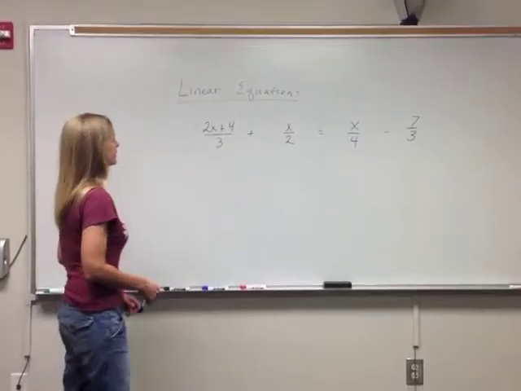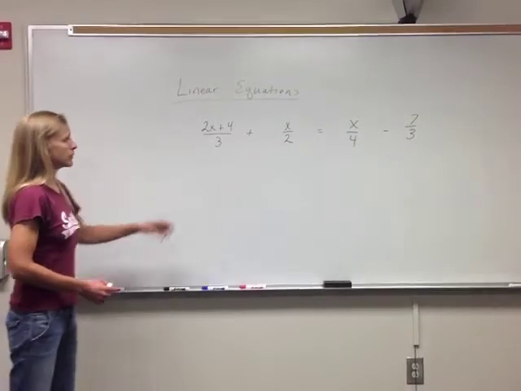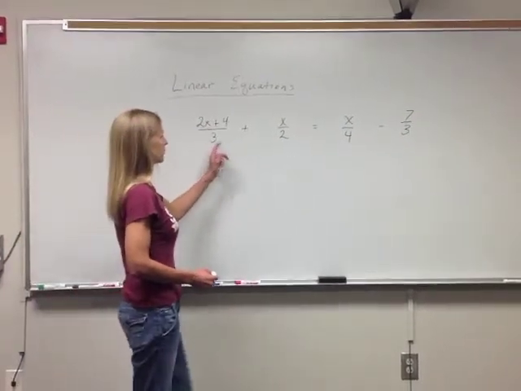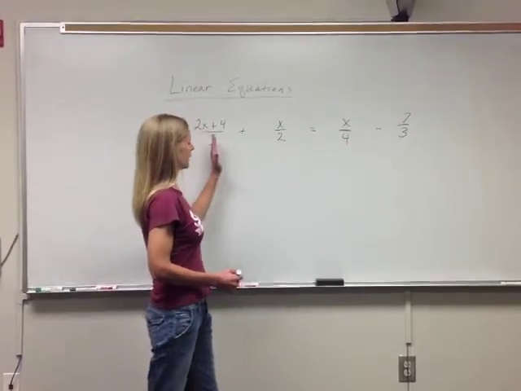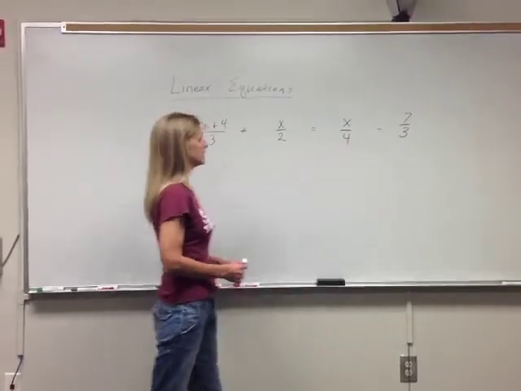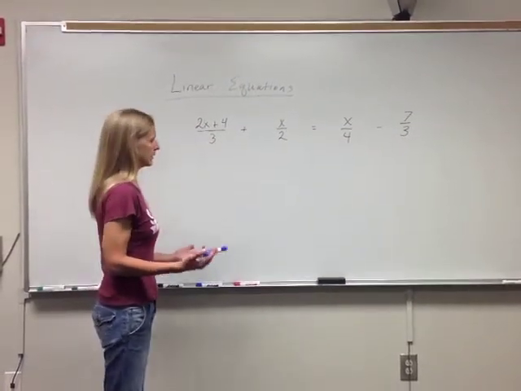Alright guys, let's work on some linear equations with fractions. Let's look at our denominators. We've got 3, 2, 4, and 3. So we need to multiply every single term by the least common denominator. So what's that least common denominator going to be?